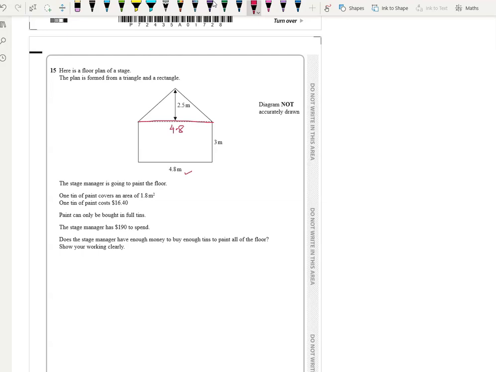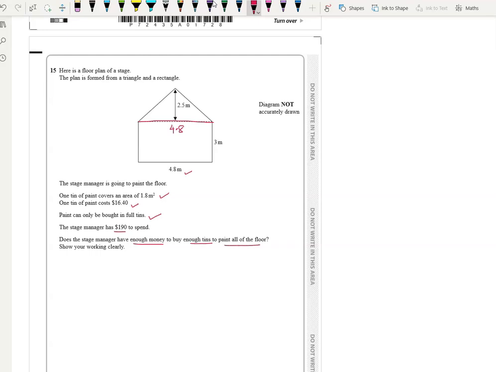The stage manager is going to paint the floor. One tin of paint covers an area of 1.8 square meters. One tin of paint costs $16.40. Paint can only be bought in full tins. The stage manager has $190 to spend. Does the stage manager have enough money to buy enough tins to paint all of the floor?